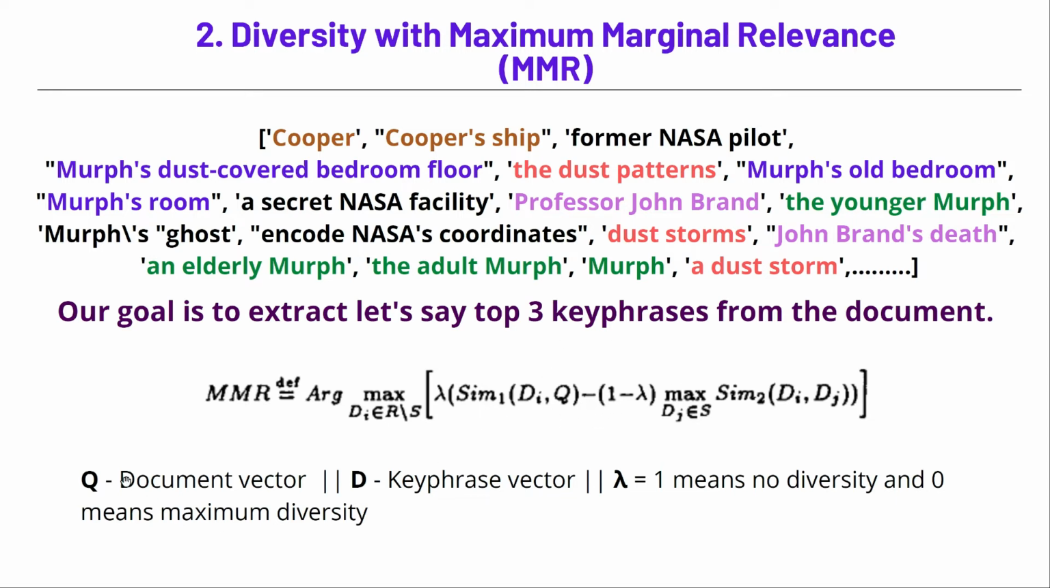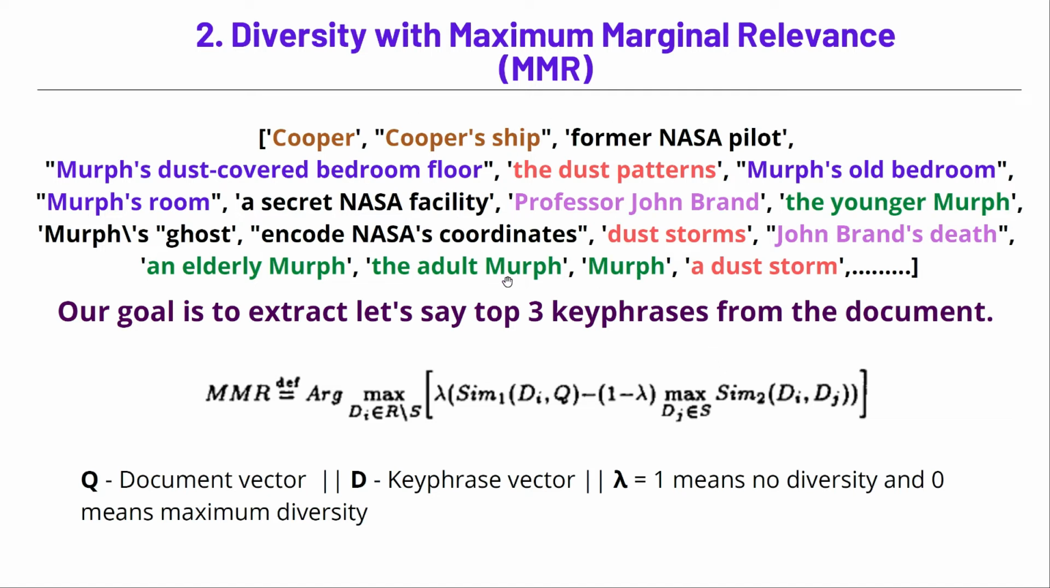But just remember that here Q stands for the document vector, that is the whole movie plot, and D stands for the key phrase vector. And we are going to see what this lambda is. When you keep lambda as 0, you get the maximum diversity, and when you keep lambda as 1, you get minimum diversity when compared to the original document. So let's go through this. Essentially what's happening here is that we have the whole document vector, and we have these keywords which are sorted by their similarity to the whole document vector.